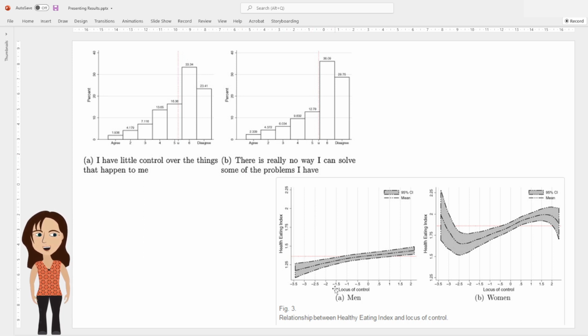Where they have shown the relationship between the things that they're interested in, the locus of control and the healthy eating index, one, they've separated it out between men and women because the patterns were quite different. But two, they've included this shaded area for the 95% confidence interval. It's not the only way to do it, and you'll notice that this is not smooth. I haven't read the details of what they did in the paper, but the point is that they are including a measure of uncertainty, and that's really key.